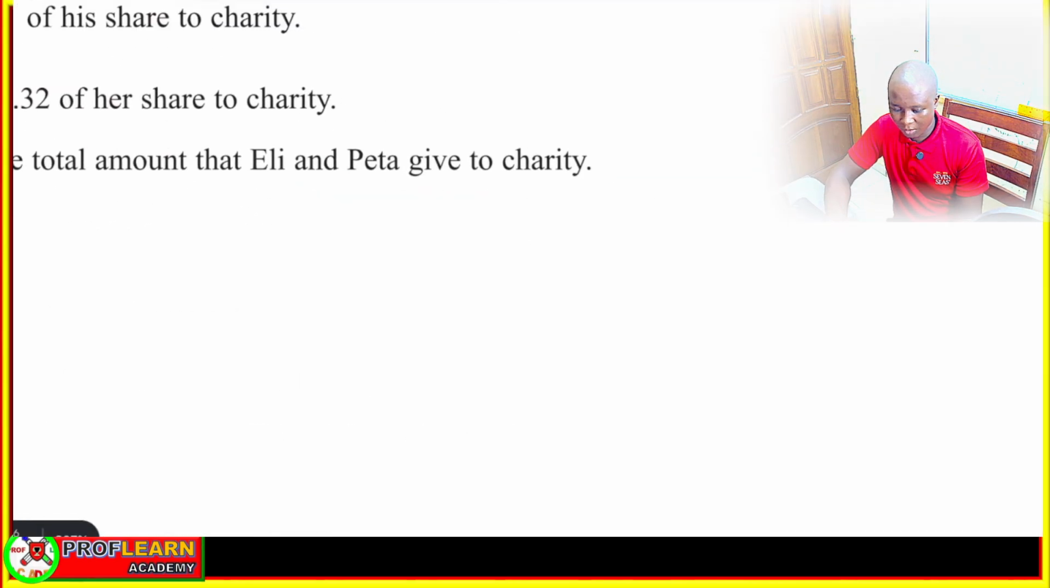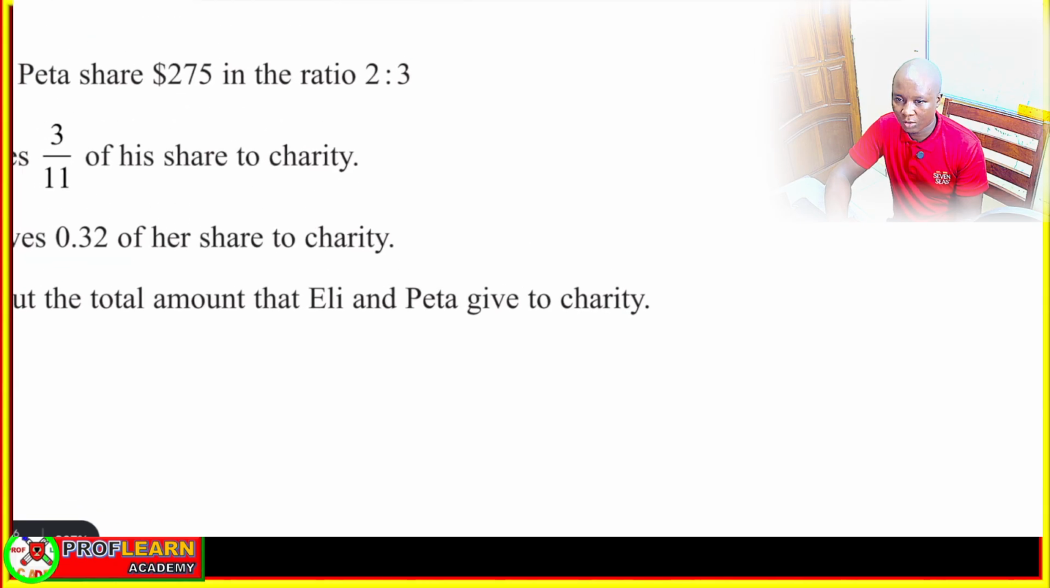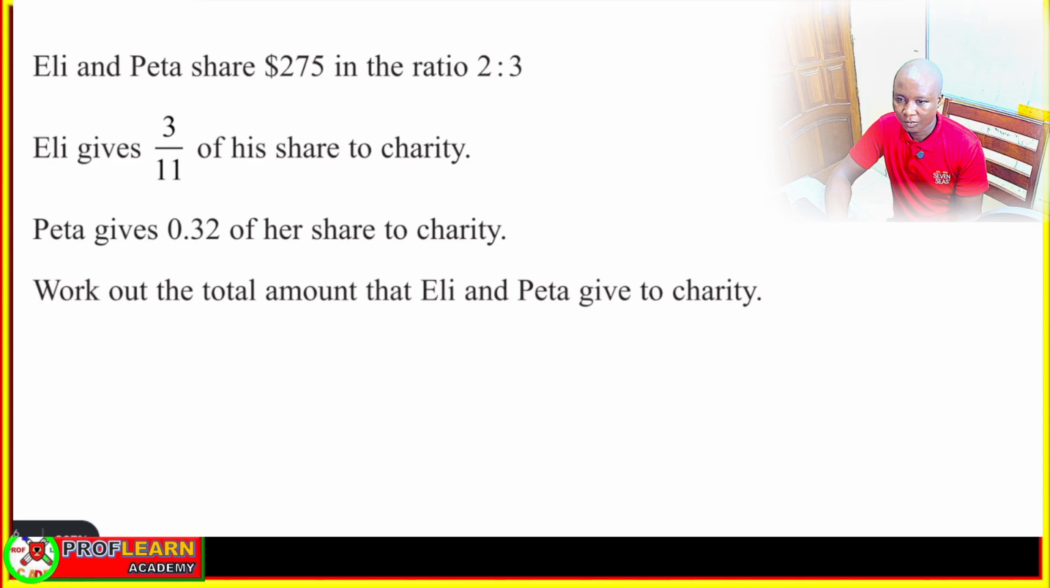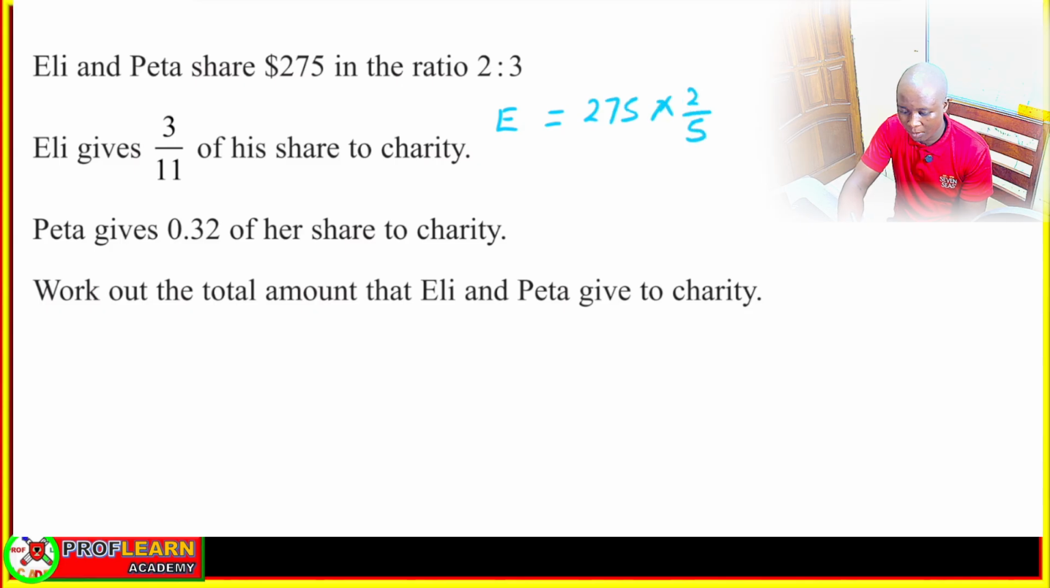You can also be given a question to do with ratios, fractions, and percentages. But now in this case, we are given Ellie and Peter share 275 in a ratio of 2 is to 3. So meaning that Ellie is going to get which amount? Ellie is going to get 275 times 2 over 5. You can express this as the total ratio 2 over 5. And if you work out 275 times 2 over 5, that's going to translate to 110.